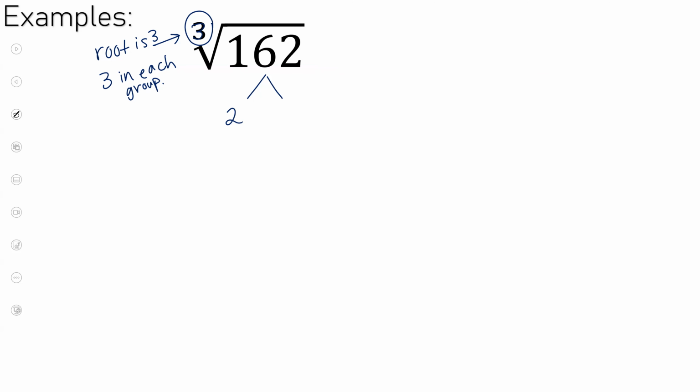2 times 81, thank you, is 162. Let's break down 81. What times what will give you 81? Good. 9 times 9 will give you 81. And let's break down the 9s. What times what is 9? 3 and 3. Thank you. 3 times 3 is 9. So I'll write that for both.